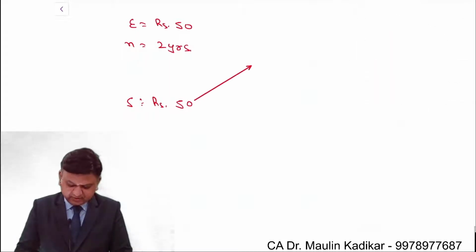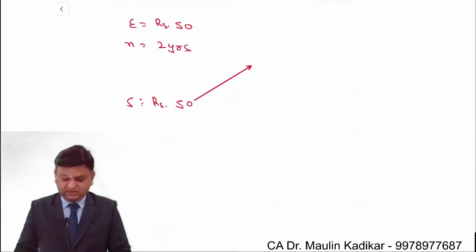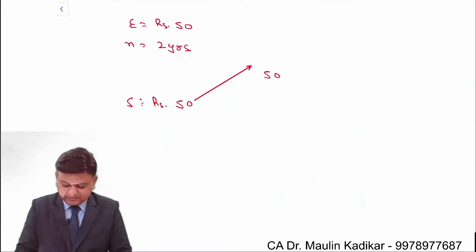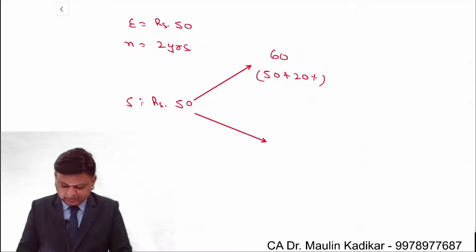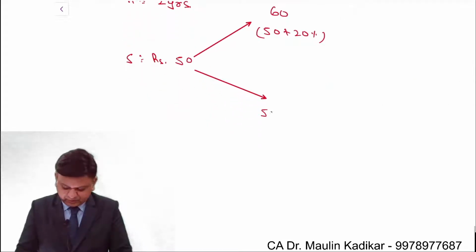after 1 year, the price may increase by 20%. So it is 50 plus 20%. It may increase to 60. And the price of the security may fall down by 20%. So it is 50 minus 20%. That comes to 40.